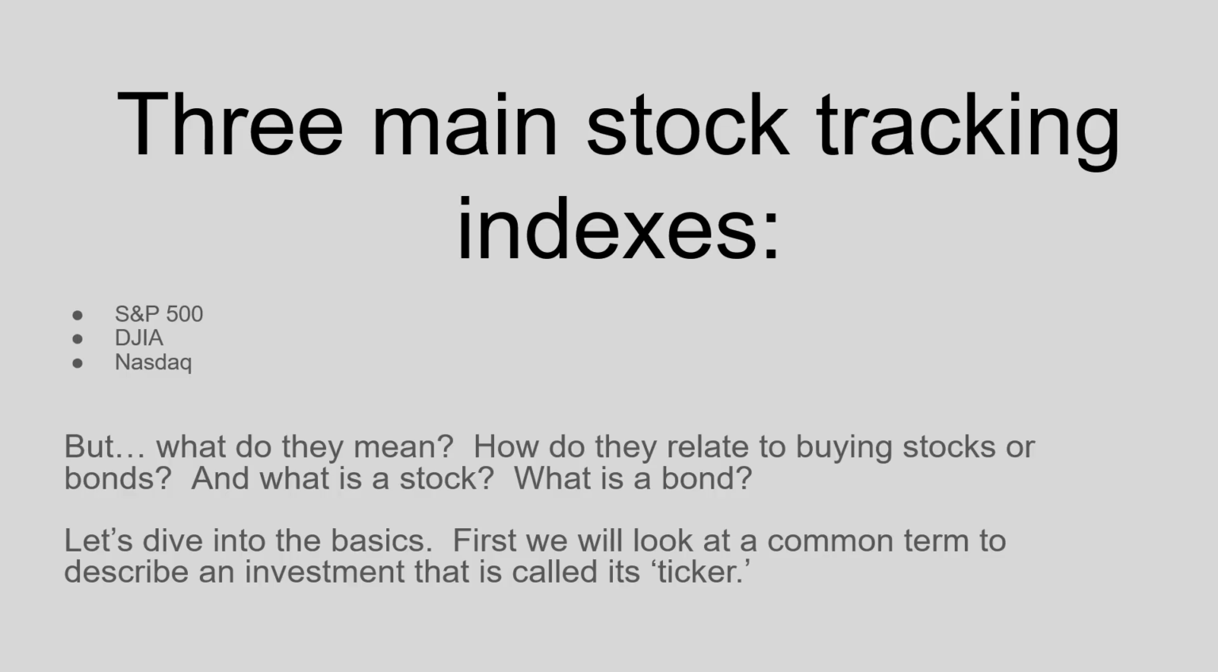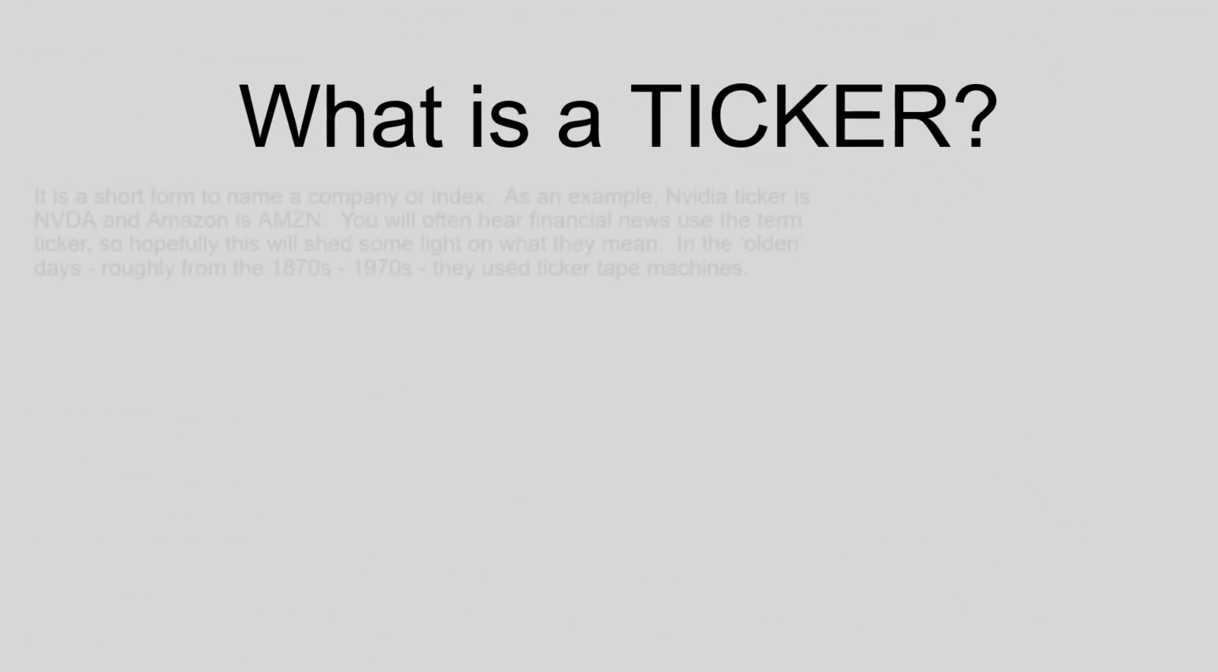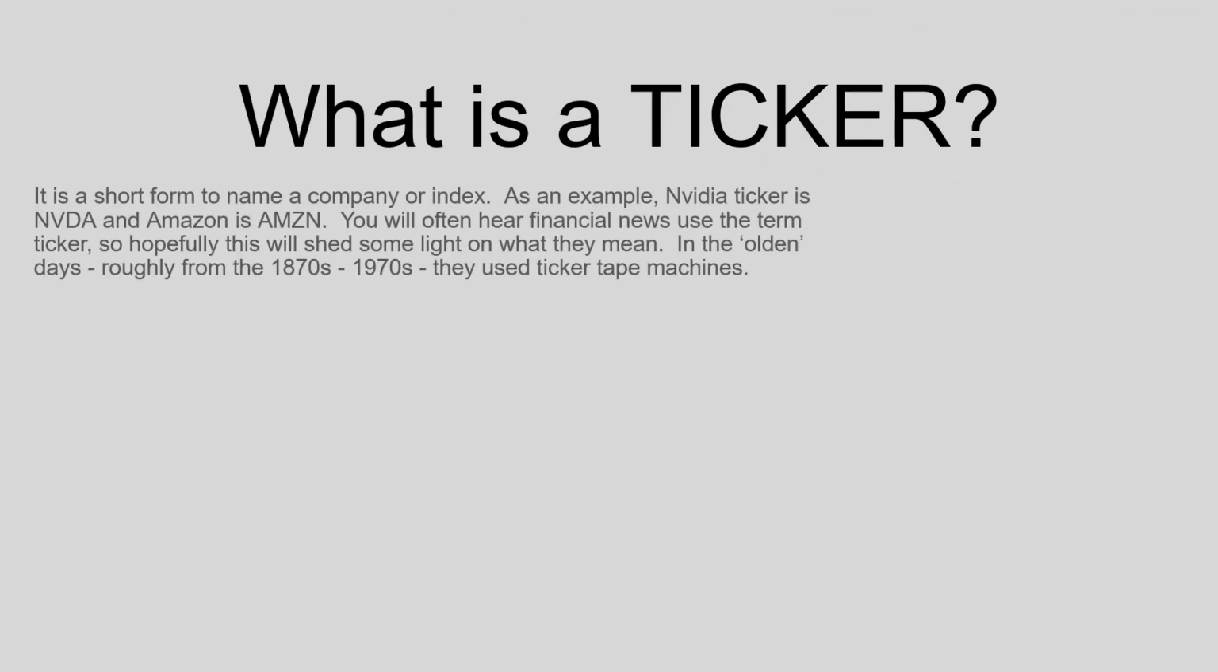First, we'll look at a common term that you'll hear in the industry, and it is called a ticker. So what is a ticker? It is a short form to name a company or index. I listed a couple examples: NVIDIA is NVDA and Amazon is AMZN. So you'll often hear financial news use the term ticker. That should shed some light on what they mean.